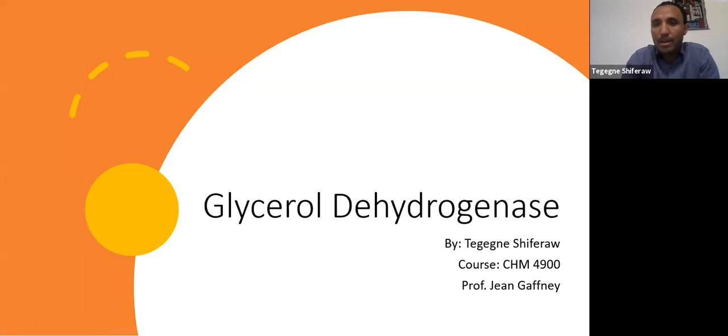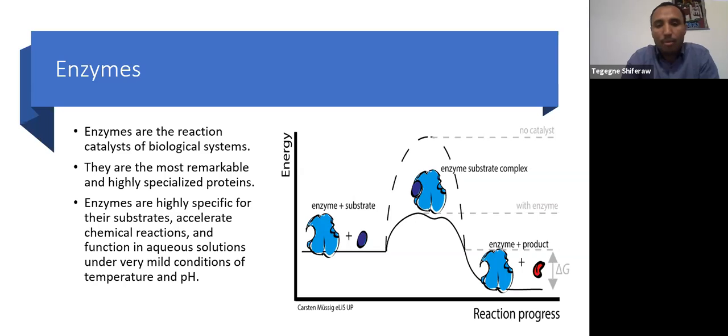Glycerol dehydrogenase. Before I go straight to what glycerol dehydrogenase is, I really wanted to say a few things about enzymes. Enzymes are the reaction catalysts of biological systems. In fact, most of our biological systems wouldn't work really great if it is not for the enzymes. And most of the growth and development we see in all organisms is because of the enzymes. Because of that, enzymes are the most remarkable and probably one of the most specialized proteins.